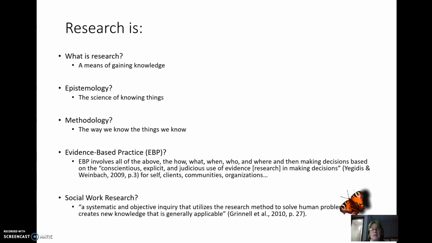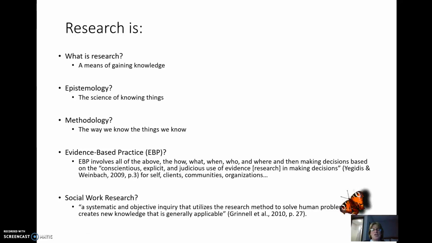Evidence-based practice is something that you had to formally write out in your discussion post. Basically, evidence-based practice is the who, the what, the when, the where, the how, and then making decisions based on the knowledge that you gained from that. Looking at all the evidence that was presented, and then making a judicious decision based on that evidence that you were presented with.